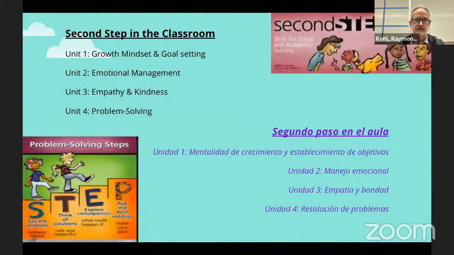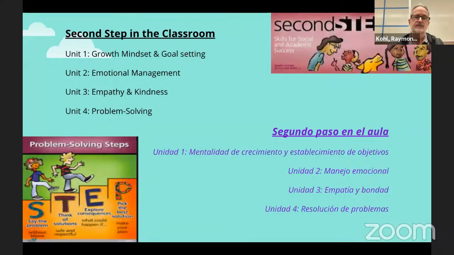One of the programs that we use in Los Angeles Unified is called Second Step. I've actually been using Second Step for 30 years now. It's a wonderful program that helps students understand each other better and do problem solving when there are conflicts. Here are some of the units in Second Step. The first unit is about growth mindset and goal setting. Again, that's just what we were talking about. Having a growth mindset, realizing that we can change, we can grow, we can learn. And one of the ways that we do this is by setting goals, having things we want to achieve.